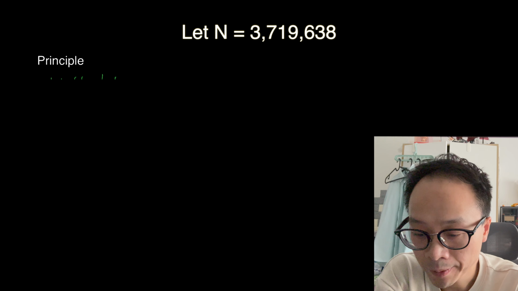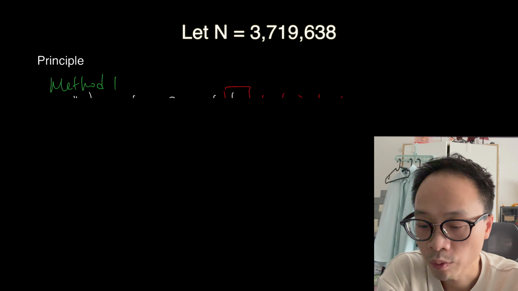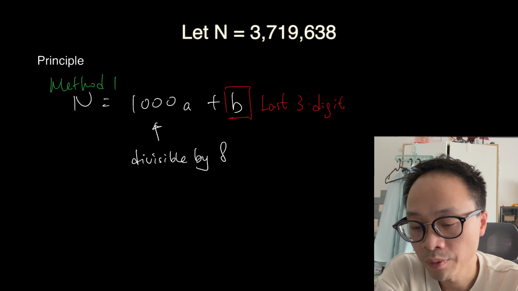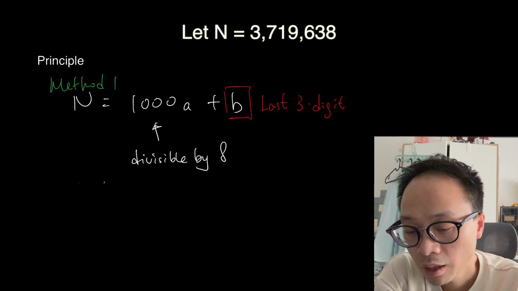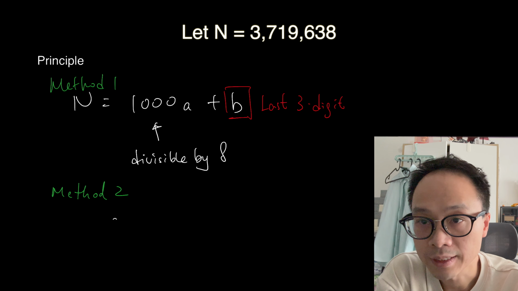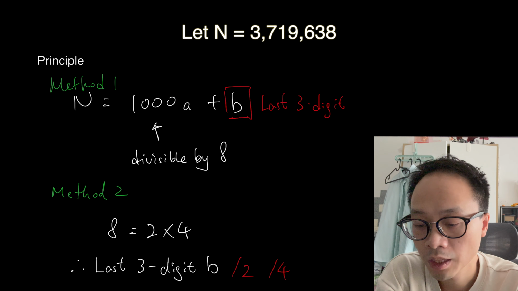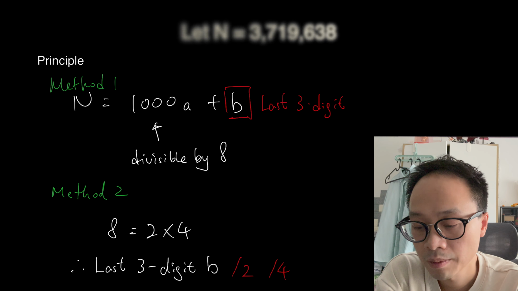Why? For method 1, we can reform the number to be 1000a plus b. b is the last 3 digits. Since 1000 is divisible by 8, therefore 1000a is divisible by 8. So if n is divisible by 8, then b must be divisible by 8. For method 2, since 8 is equal to 2 times 4, therefore the last 3 digits b must be divisible by 2 and divisible by 4.